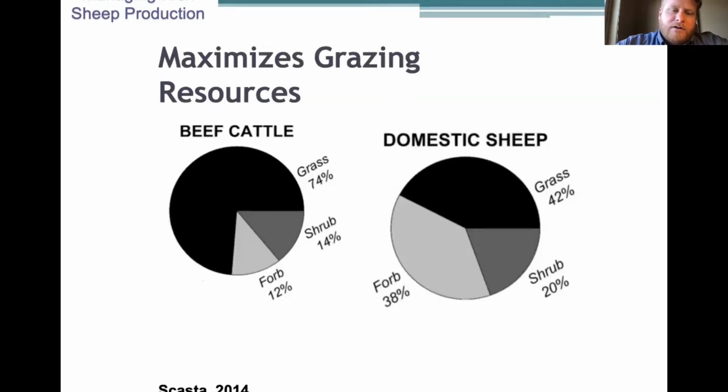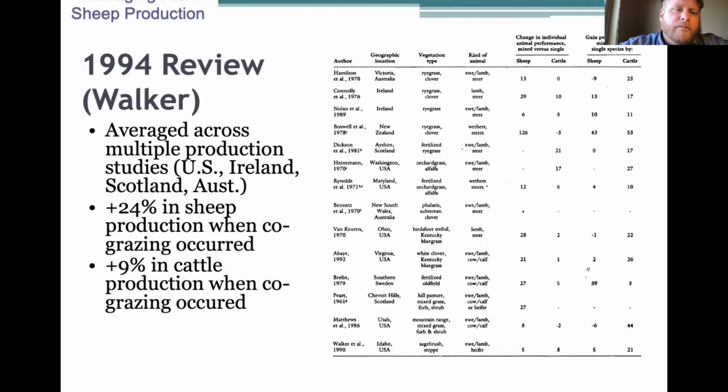Maximizing this grazing resource is illustrated here in this extension publication from Derek Scasser from the University of Wyoming. It shows the broad differences in the grass preference of beef cattle at approximately 74% of their diet, compared to a more versatile grazing diet with domestic sheep. In a 1994 review by Dr. John Walker, he averaged the benefits of multi-species grazing cattle with sheep across different production systems, and on average observed a 24% increase in sheep production when co-grazing occurred with cattle, and a 9% increase in cattle production when co-grazing with sheep.